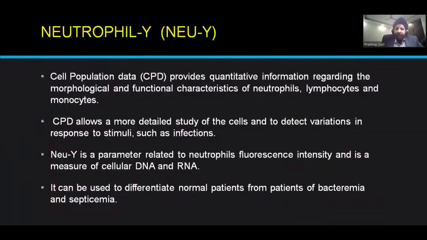Next we have NEUT-Y. There is something called the cell population data, or CPD, which provides quantitative information regarding both morphological as well as functional characteristics of the three cell lines, that is neutrophil, lymphocyte, and monocyte. This CPD allows a more detailed study of the cells and detects various variations in response to stimuli, primarily infections. So as I said earlier, NEUT-Y is a parameter related to neutrophil fluorescence and is a measure of the cellular DNA and RNA content. It is also a parameter which can be used to differentiate normal patients from bacteremia and septicemia.